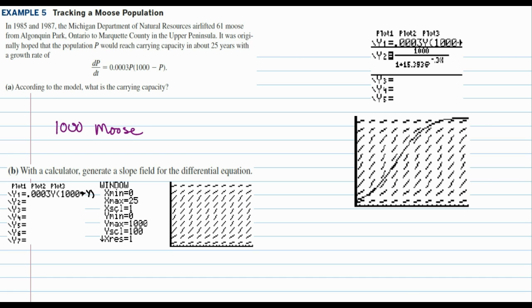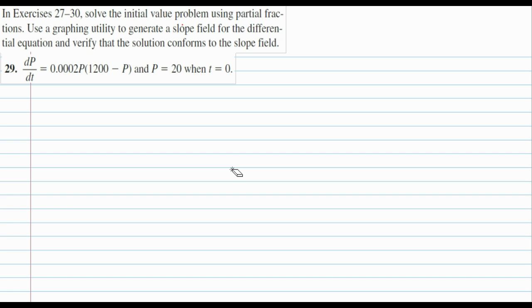But we've got a now try problem. The now try problem, number 21, says solve the initial value problem using partial fractions, use a graphing utility to generate a slope field for the differential equation, and verify that the solution conforms to the slope field. So yes, we are in for another one of these large problems.